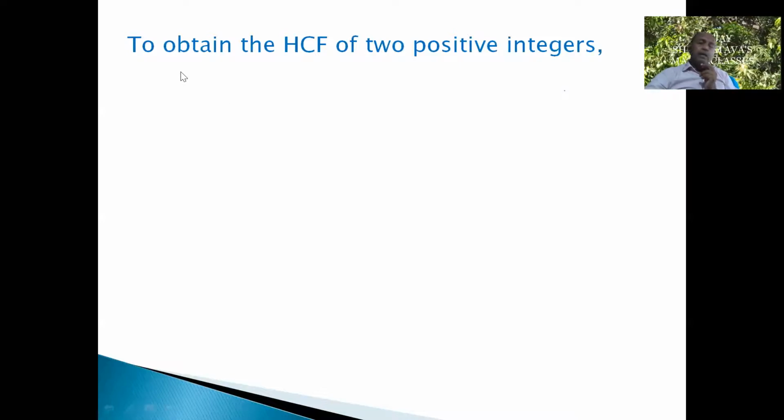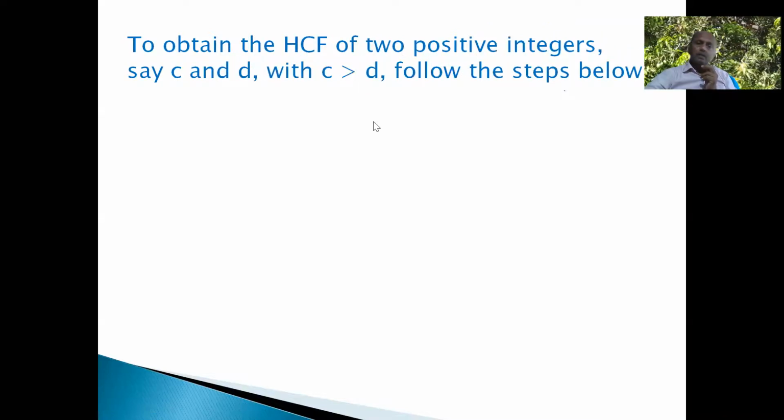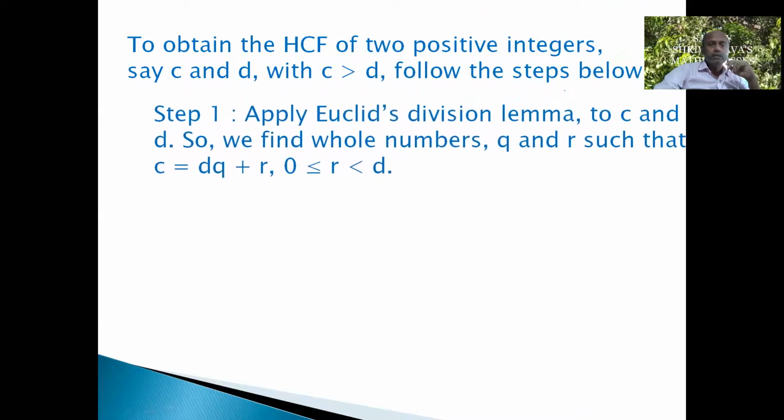Now, the main aim of Euclid's division lemma is to find out the HCF of two positive integers or rational numbers also. So here if C and D are two integers, C is greater than D. Always you have to choose the greater number as dividend and the smaller number as divisor to find out the HCF of two numbers. So the following steps are essential over here.